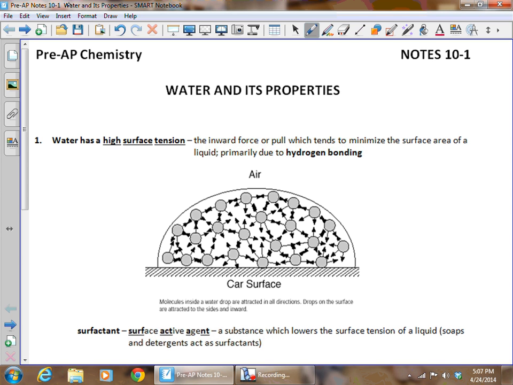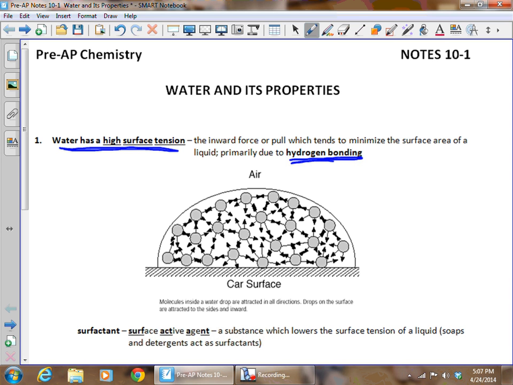First of all, as it says here, water has a high surface tension. Now, when we think about surface tension, it's that inward force or pull that tends to minimize the surface area of a liquid. What does that mean? It means it's trying to pull it into like a spherical shape. And like virtually all of the characteristics of water, it's due to hydrogen bonding.